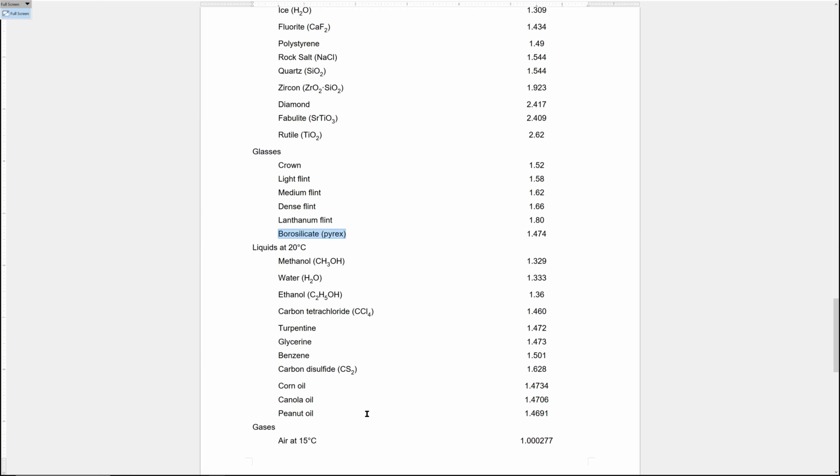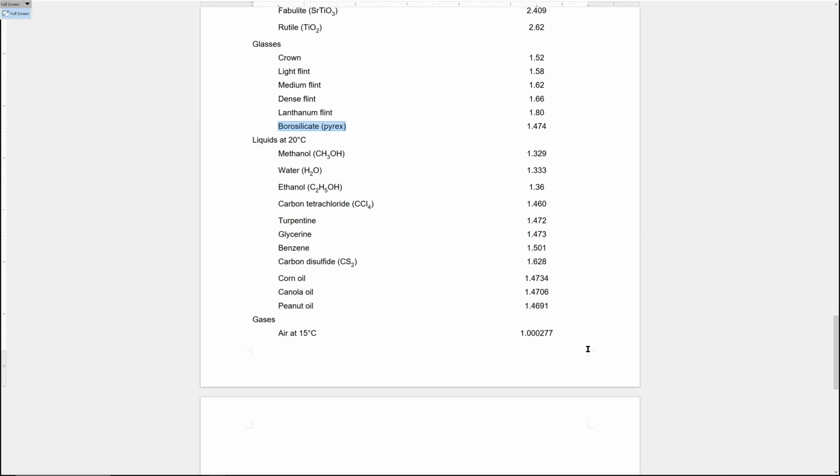Canola oil, corn oil, peanut oil. I'll show you a demonstration tomorrow with canola oil. It's kind of an interesting effect. Okay, and then gases. The only one I've got on the list here is air at 15 degrees Celsius.